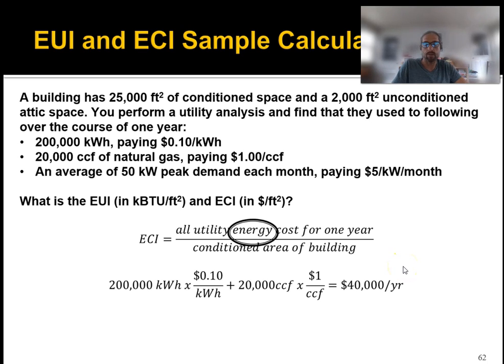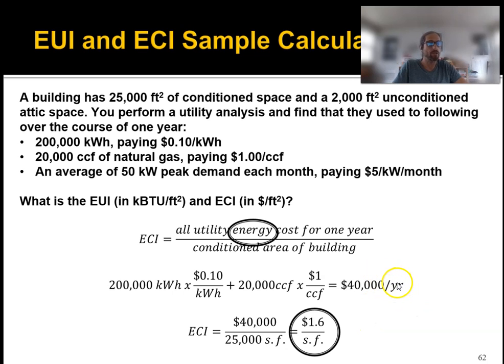Right? So it's energy. It's 200,000 kilowatt hours at 10 cents a kilowatt hour, and 20,000 CCFs at $1 per CCF. The total cost is $40,000 per year. Divide that by 25,000 square feet, and we get $1.60 per square foot. That's it. Okay, pretty straightforward.